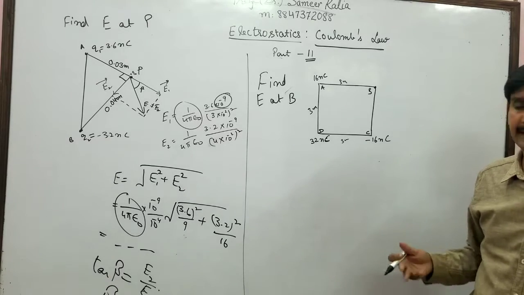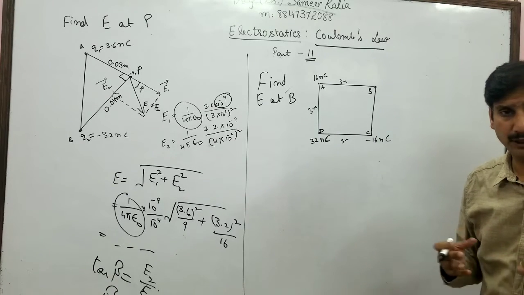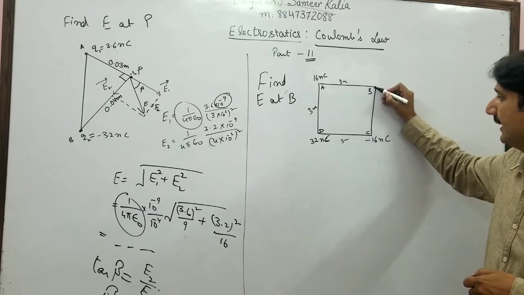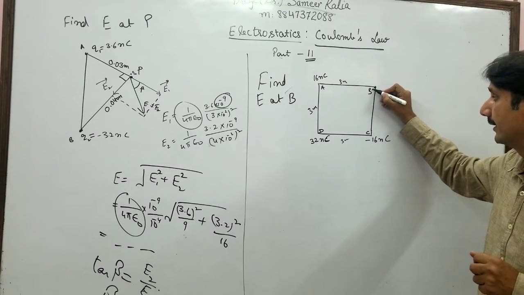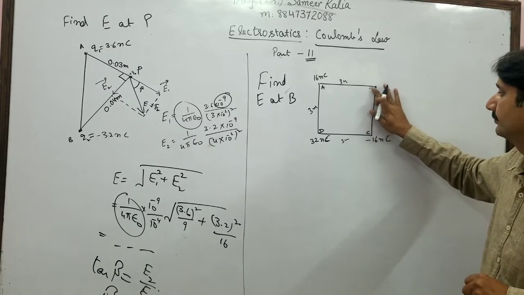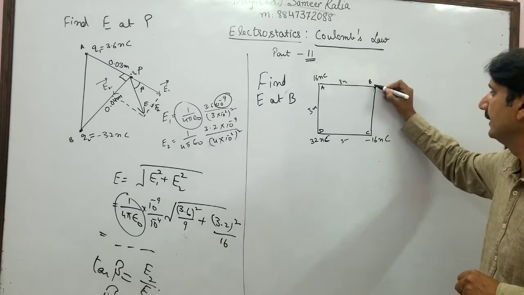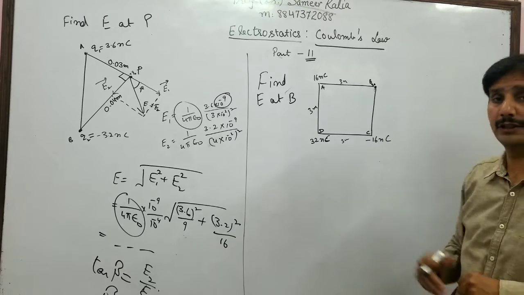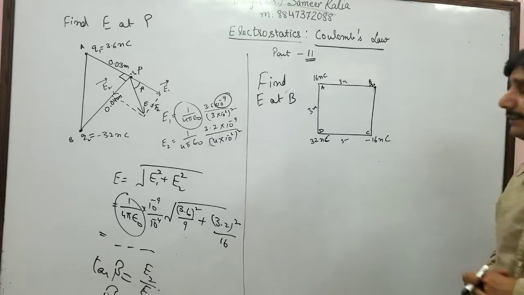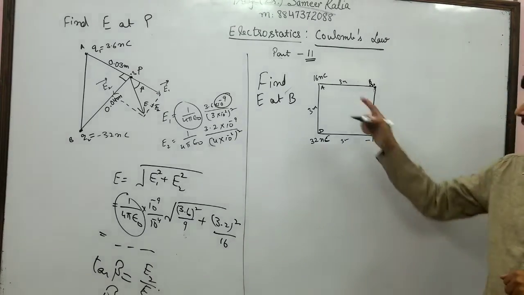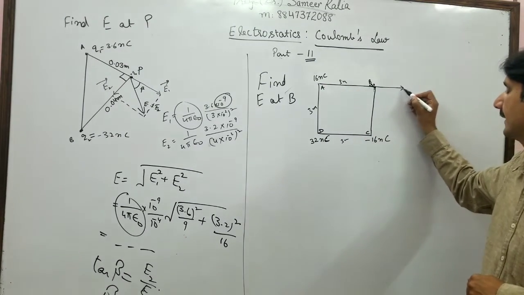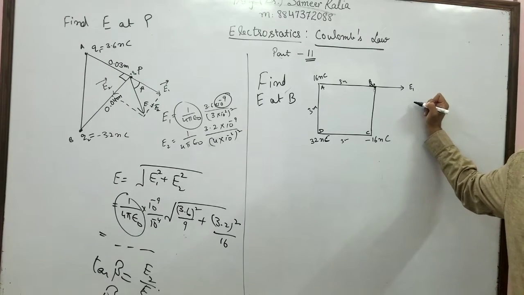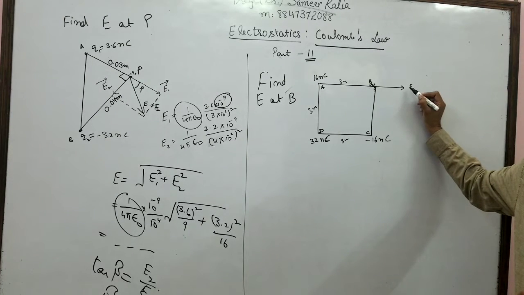The approach remains the same as we did in the previous question. Just put a small positive test charge plus Q naught over here. Let's say I call this point B, and I have put a test charge Q naught, which by convention is always positive. Now the 16 nanocoulomb charge will push it in this direction. Let's say I call the magnitude of that electric field E1.